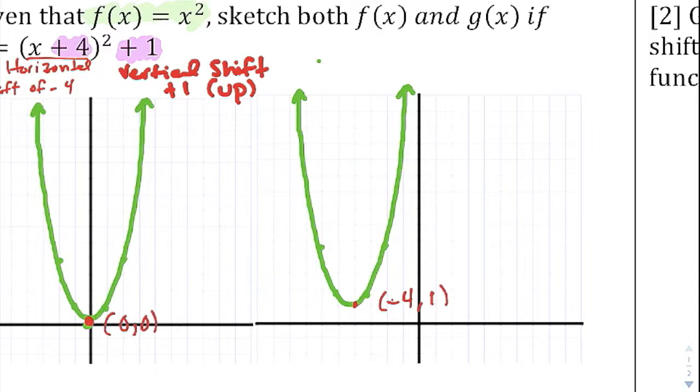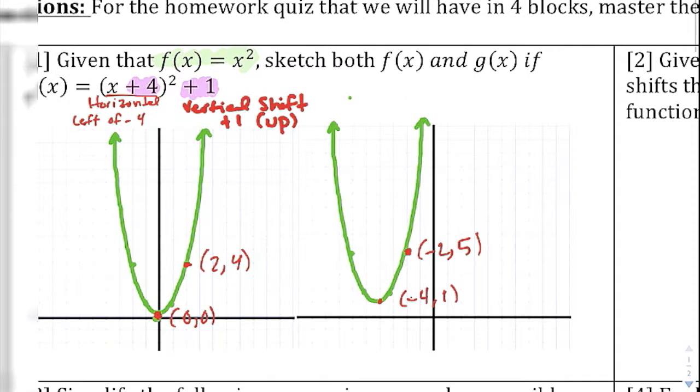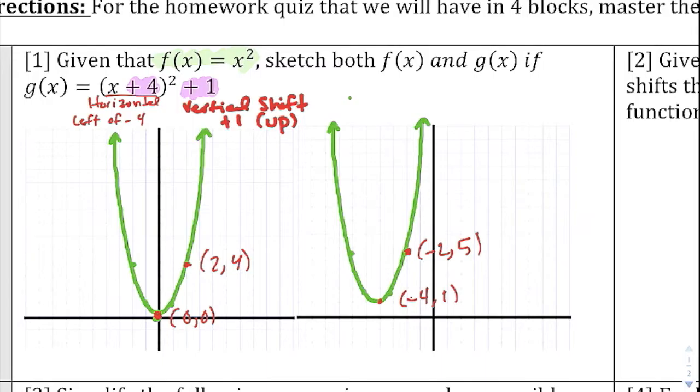All the other points should have shifted as well, so this point that used to be 2, comma 4 is now moving left 4, so this should be at -2. And then it moved up 1, so it should be at 5. Although my parabola isn't perfect, that's pretty darn close to what the point's going to be. We can definitely inform our shifting of the graph by simply doing a function analysis, or vice versa, as long as we know what those rules generally do to a graph.